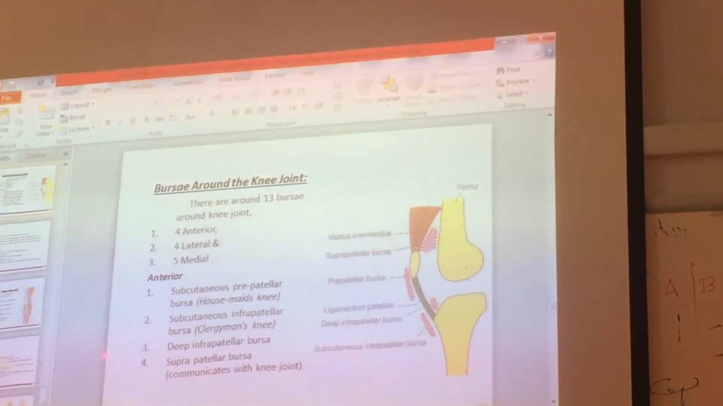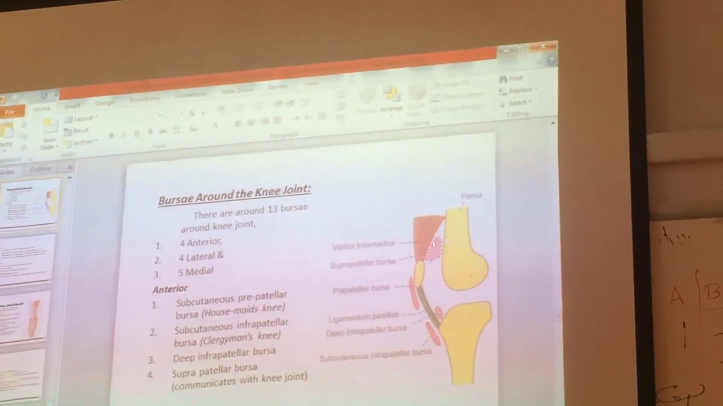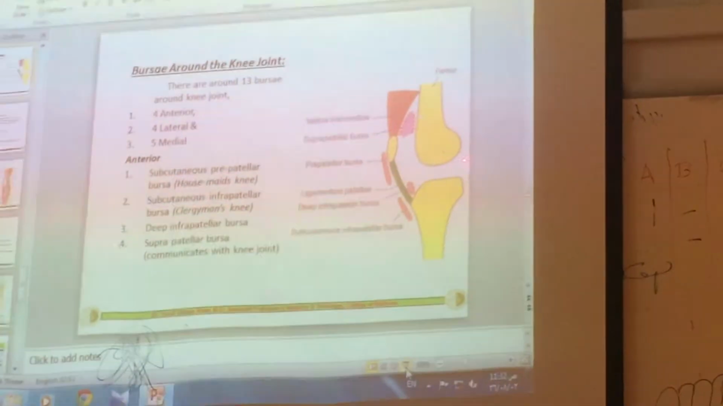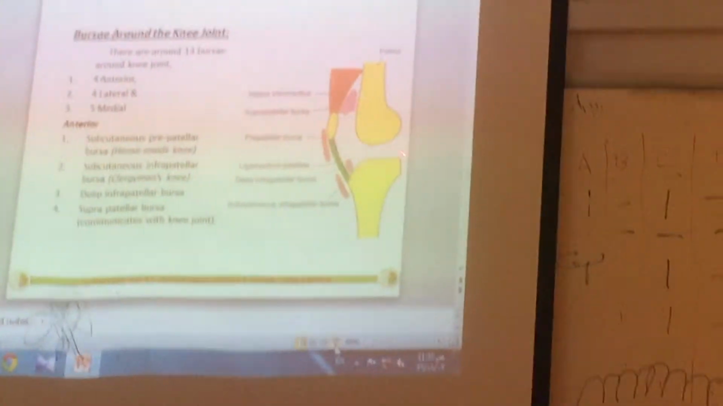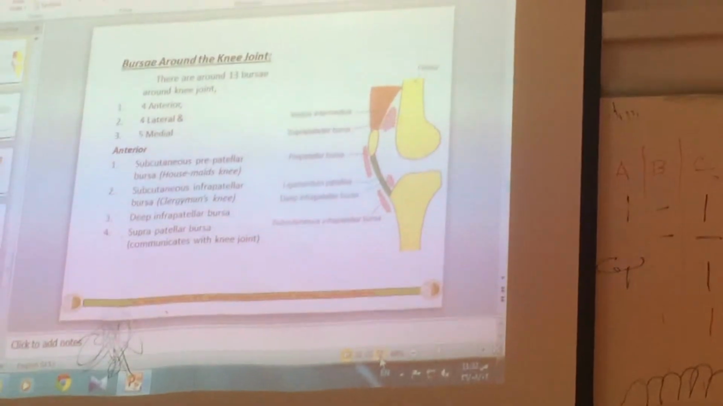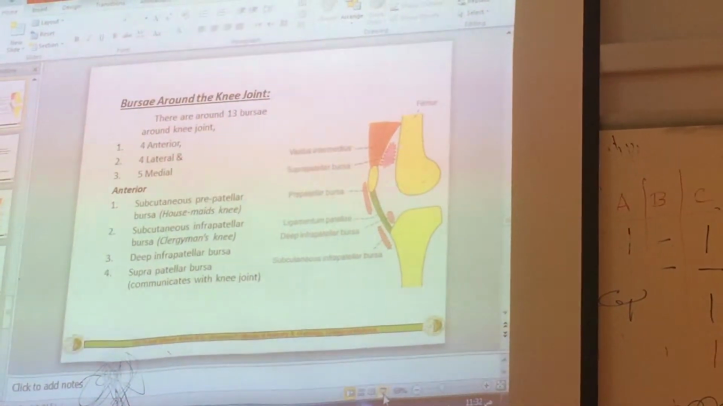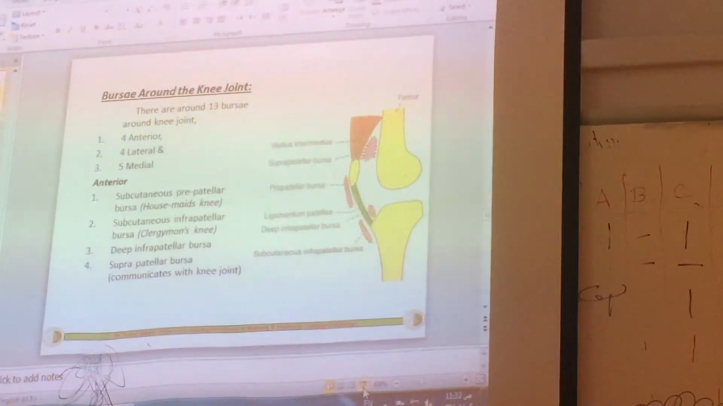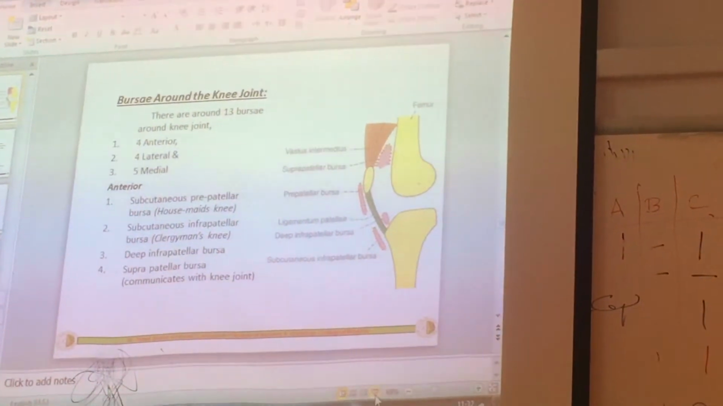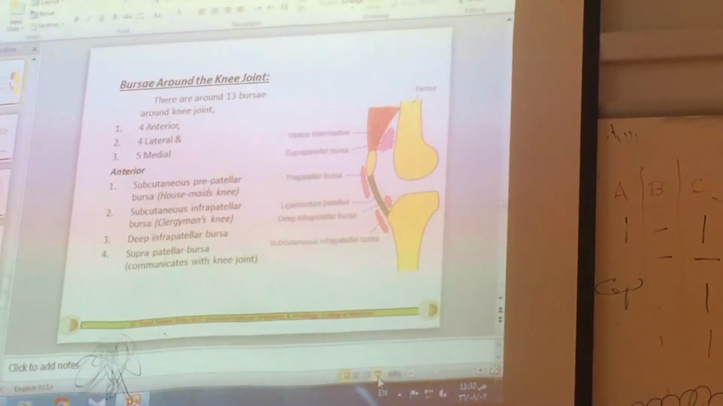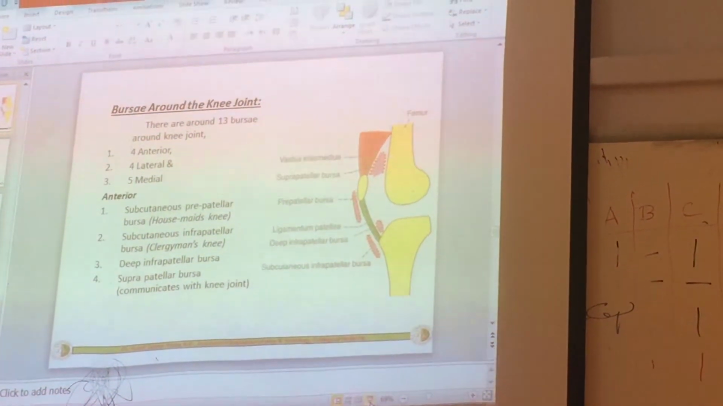Then there is the suprapatellar bursa. There is a bursa here. This is called the suprapatellar bursa. This is the continuation of the knee cavity. The joint cavity continues above into the suprapatellar bursa. This bursa is very important, especially if there is any inflammation of the knee and severe pain in the knee. Usually this bursa gets infected, and there might be enlargement as well as pain above the patella.